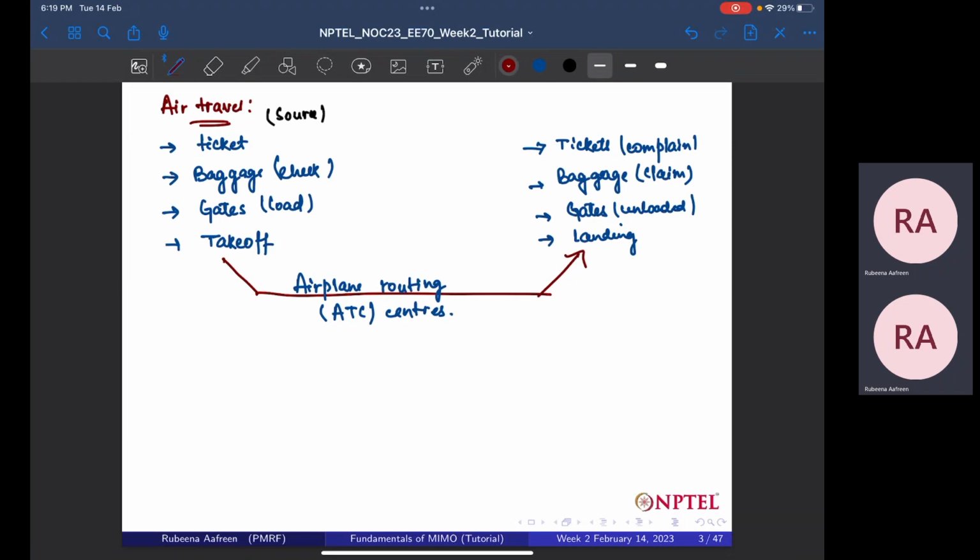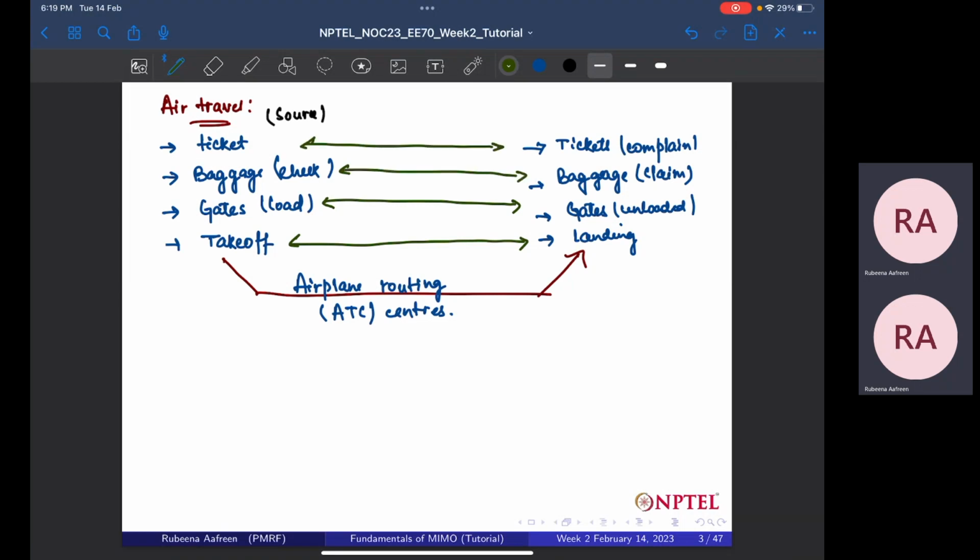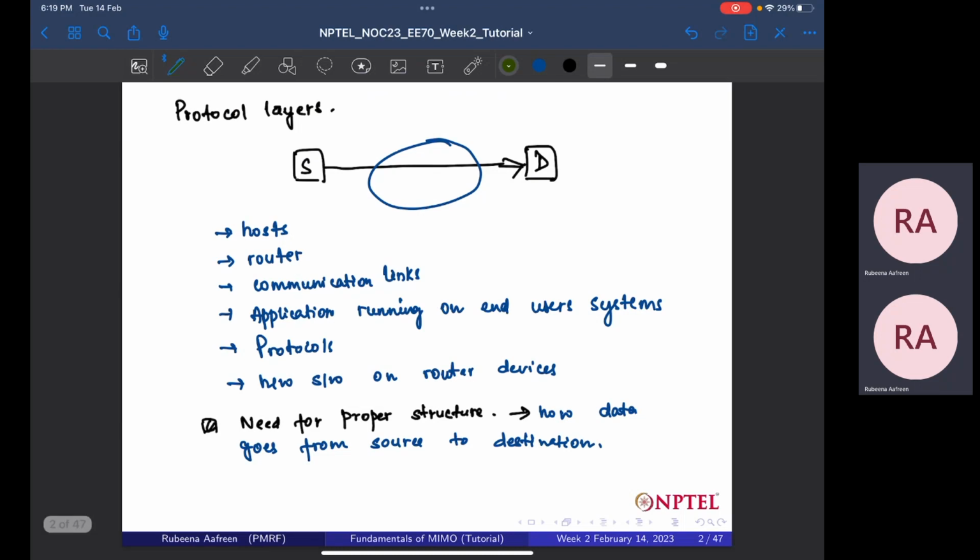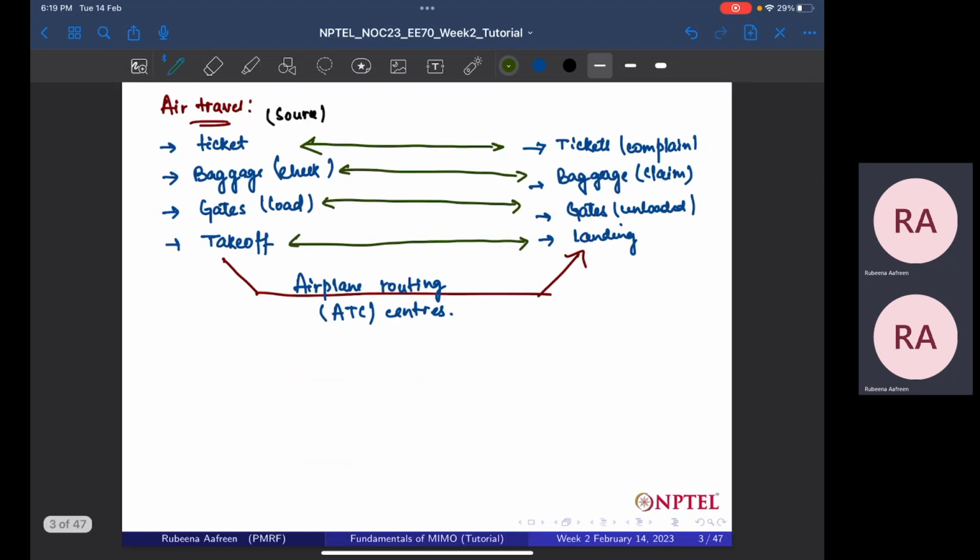So what I mean to explain right now is that at every level we have a pair. Source to destination, we have a pair. Whatever we are doing on the source side, the opposite of that will be done on the destination side. Every layer is doing its own job, and the other layer is depending on the previous layer for its work to go on. So that is how the communication system also works. Every layer is implementing a service. We are dividing the communication system into several layers.